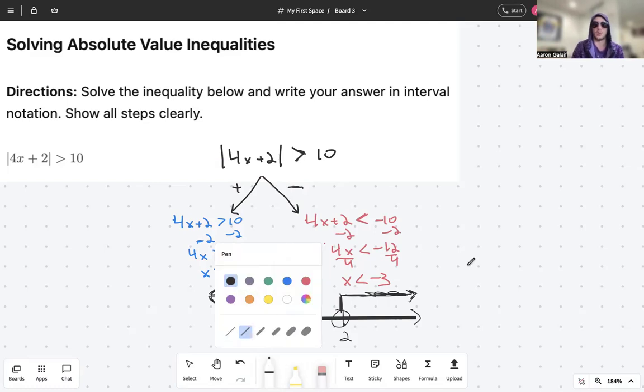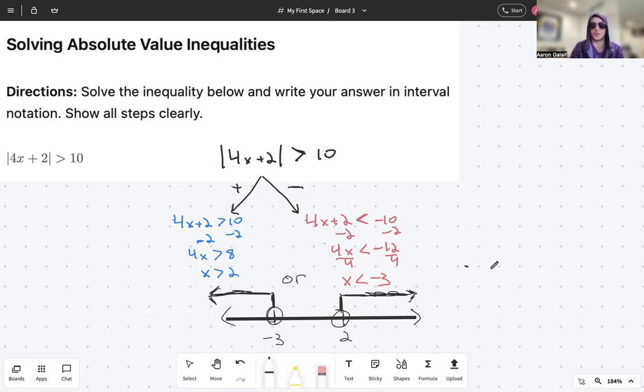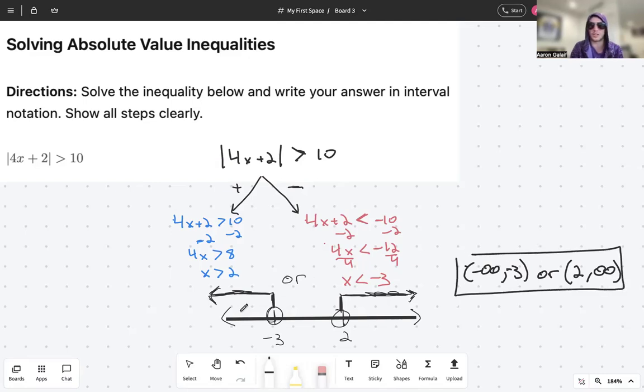Now to write this in interval notation, the solution exists from negative infinity to negative 3, with both parentheses because it's not equal to. We're going to write "or" 2 to infinity. And that is going to be the solution to this equation. And that's it. That's how you solve these.